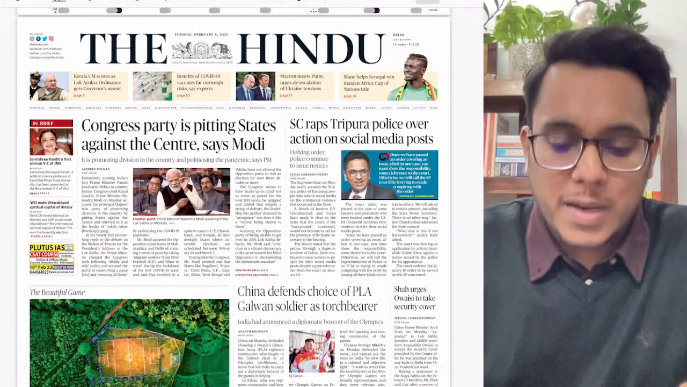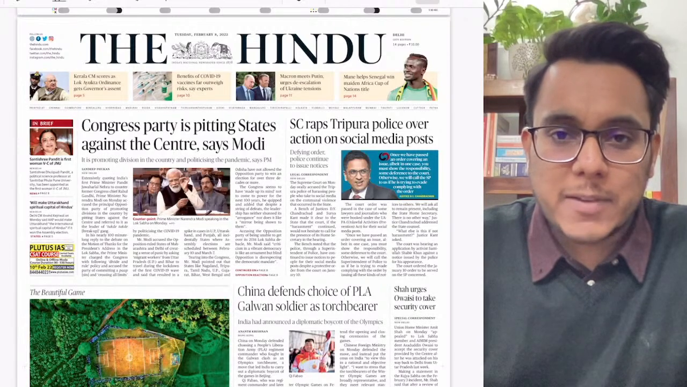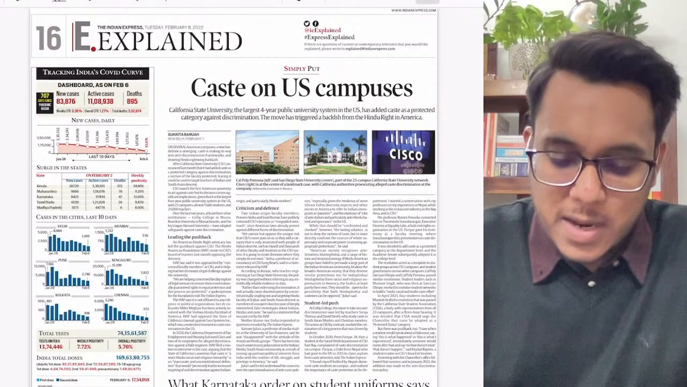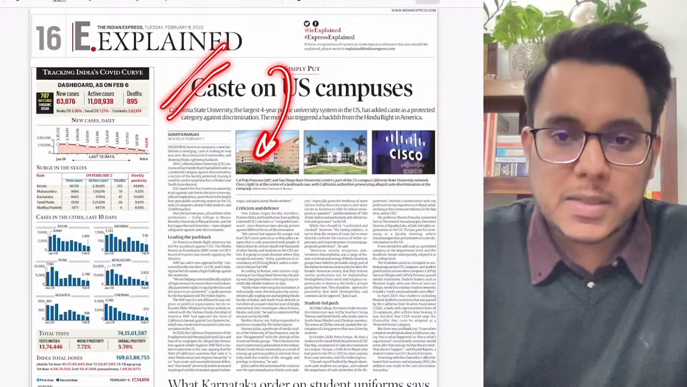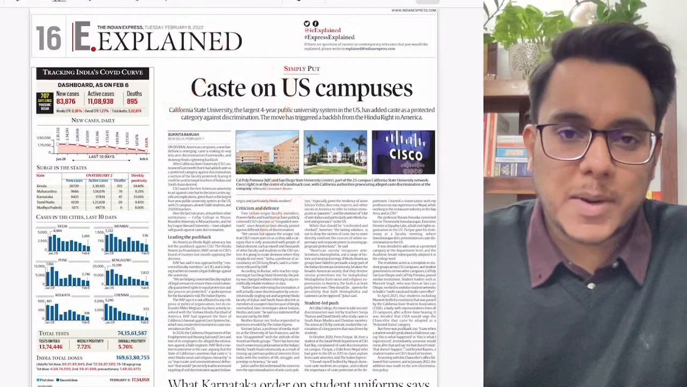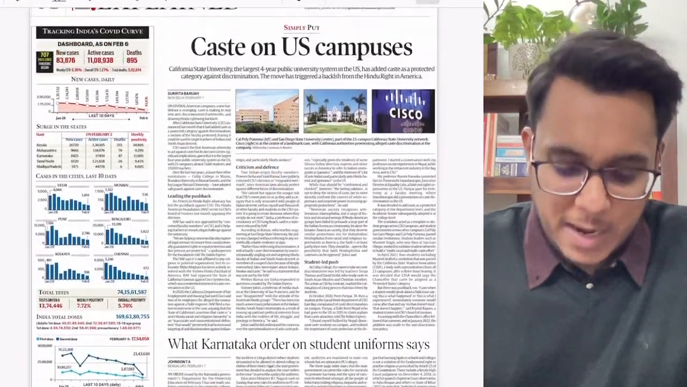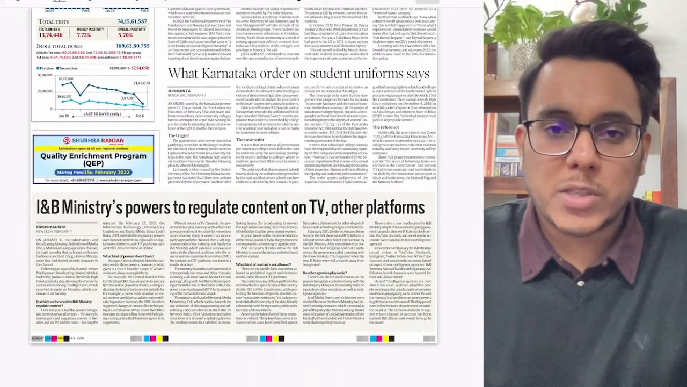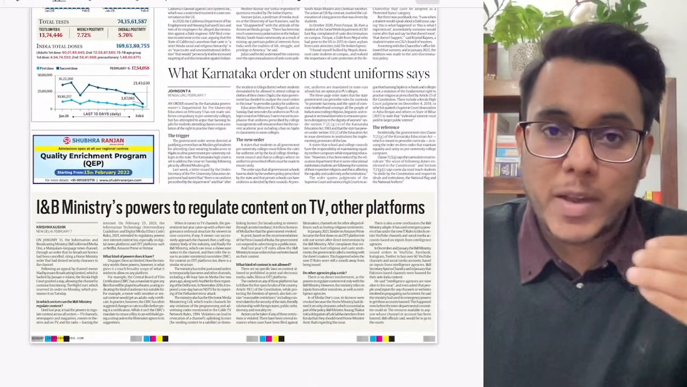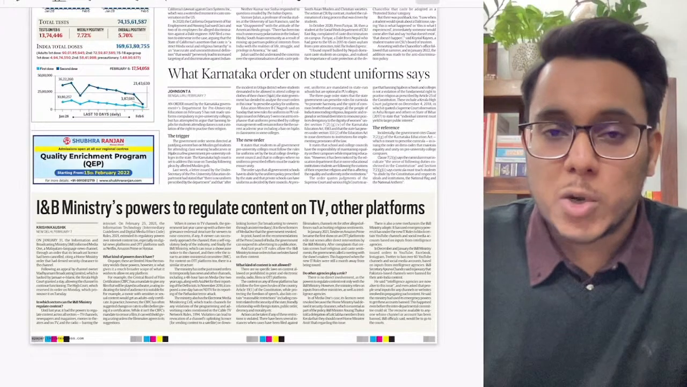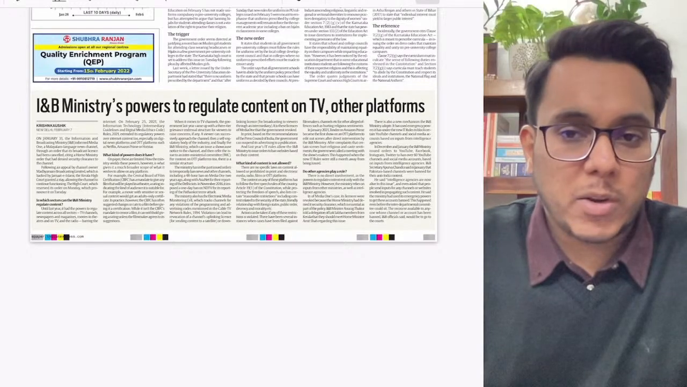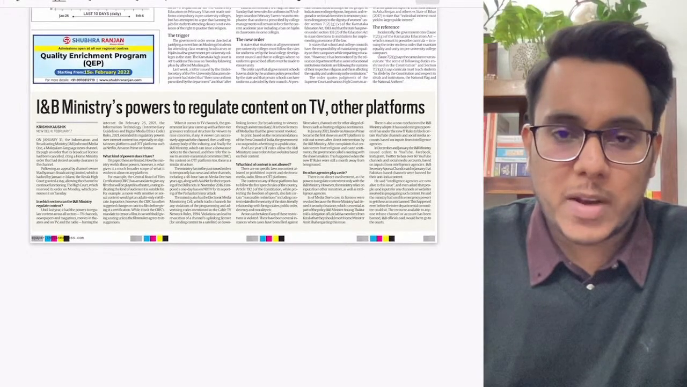Now, first of all, let's see the overview of the articles that we are going to take up today. First, the Indian Express explained section: caste on the US campuses. Briefly, we will see what this particular controversy is all about. Then, what the Karnataka order on student uniform says. This was the order with respect to the recent issue where certain girls were refused to wear the hijab. Then the I&B Ministry's power to regulate content on TV and other platforms, we will be seeing this particular article.